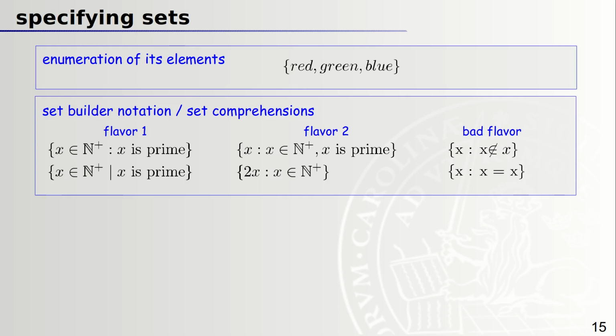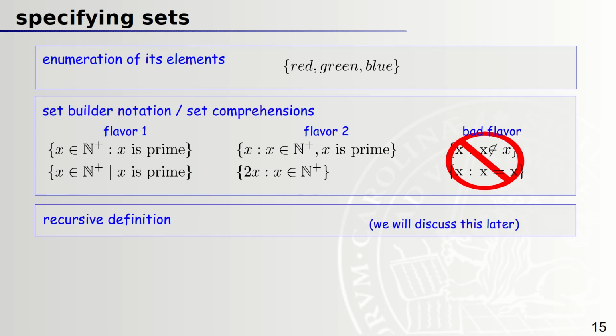The second flavor does give a bit more flexibility when writing sets, but it is not without its pitfalls. Here are two simple examples of flavor 2 set comprehensions that do not in fact yield well-defined sets. We will discuss this in a moment.